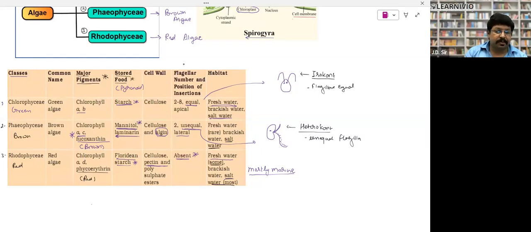Then red algae, the cell wall is made up of cellulose and pectin, right? The jelly you eat is basically made up of algin, right?